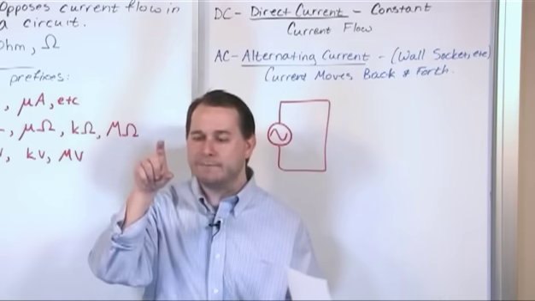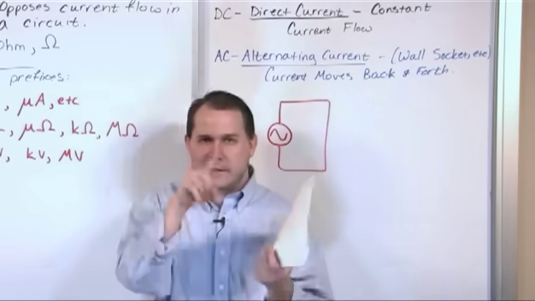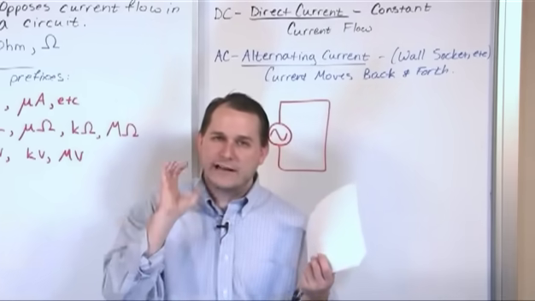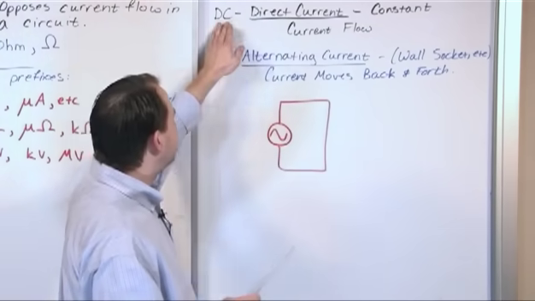When we build a battery, it's a chemical reaction. It's either on or it's off. There's no motion inside a battery, so it just gives you that constant current and constant voltage. So that's the difference between DC and AC.